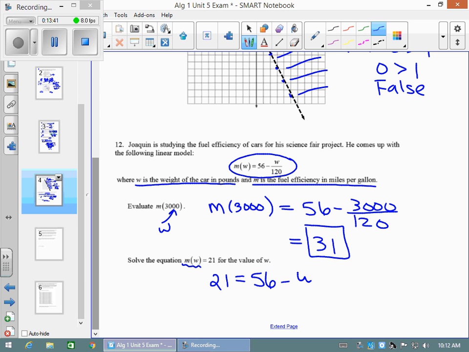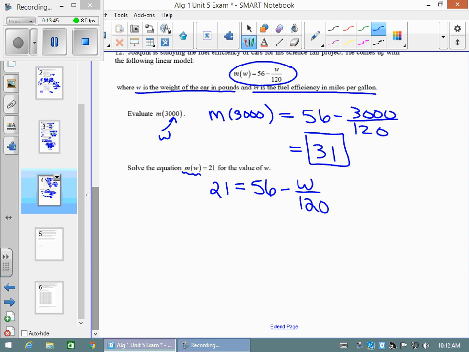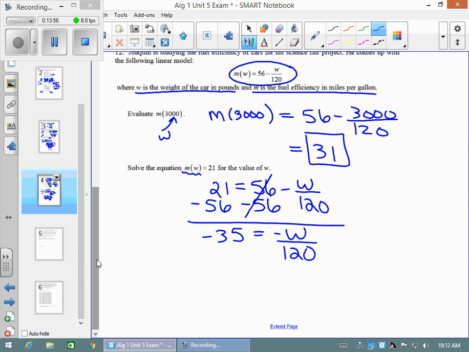So I'm going to start by subtracting 56. And I get negative 35 is equal to negative W over 120. I want to get rid of that division of 120, so I'm going to multiply by 120 over 1 on both sides. And I get negative 4,200 is equal to negative W, but I want W, so I divide by negative 1 to get a final value of positive 4,200 for W.